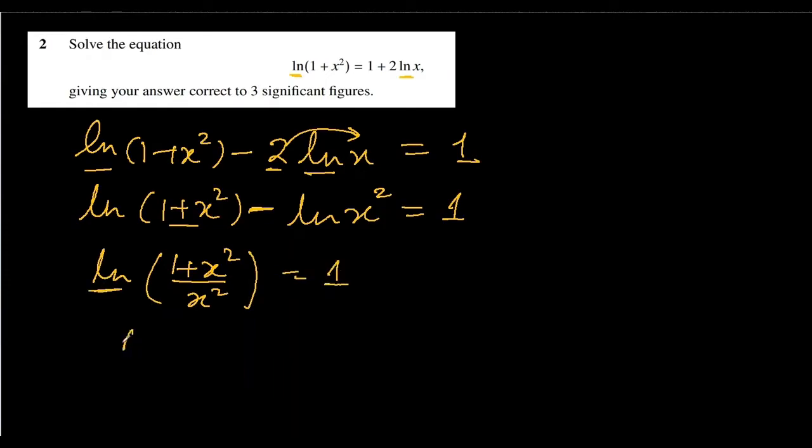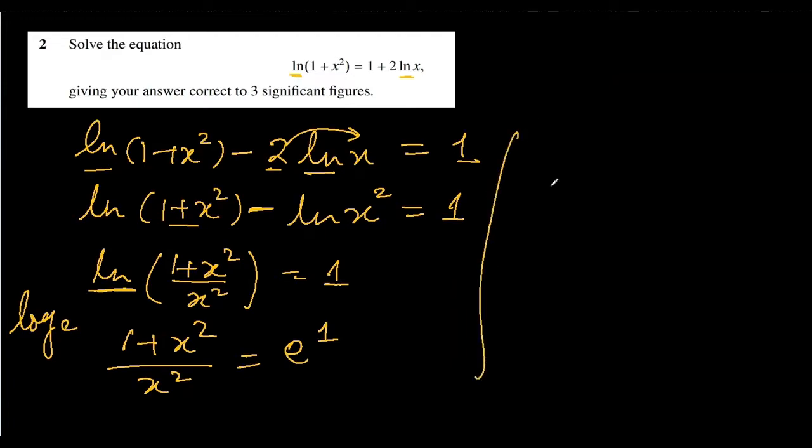So when we get rid of ln from one side, the other side becomes the exponent of the base. What is the base of ln? Ln is the same as log base e. So it will become e to the power 1 on the right side. So let me finish it here.